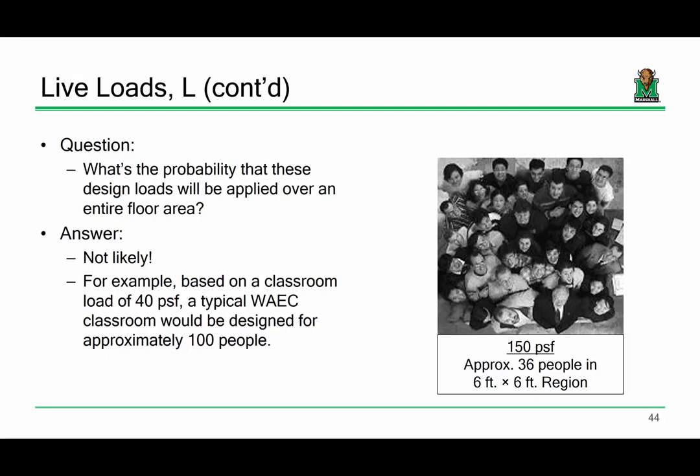I did the math on a room like this room, and for this room to be fully loaded with people, it would have to see about 100 people in the room. I know there's a lot of people in here, but there's not 100. What's the probability that a room like this is going to see 100 people in it all the time? Pretty low, right? What the spec does is it reports a lot of upper bound, expected maximum loads. But what's the probability that those loads are going to be applied over the entire floor area?